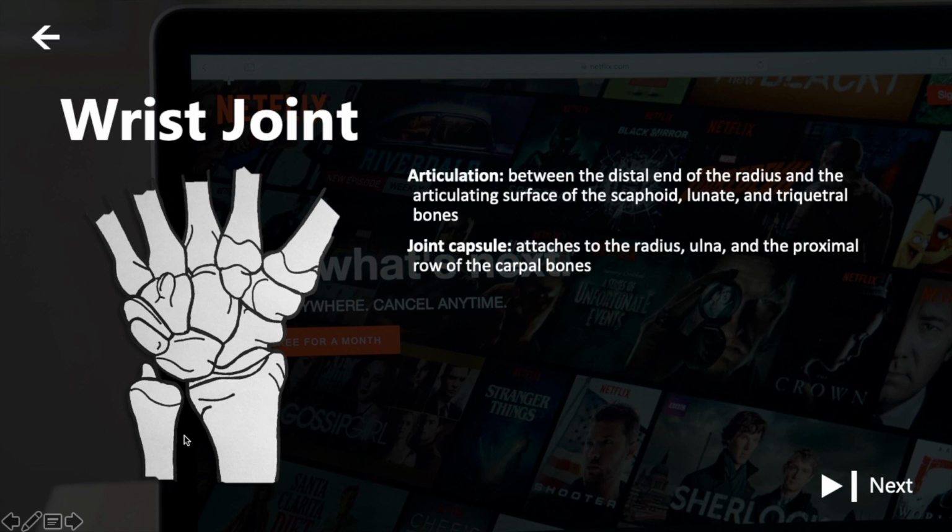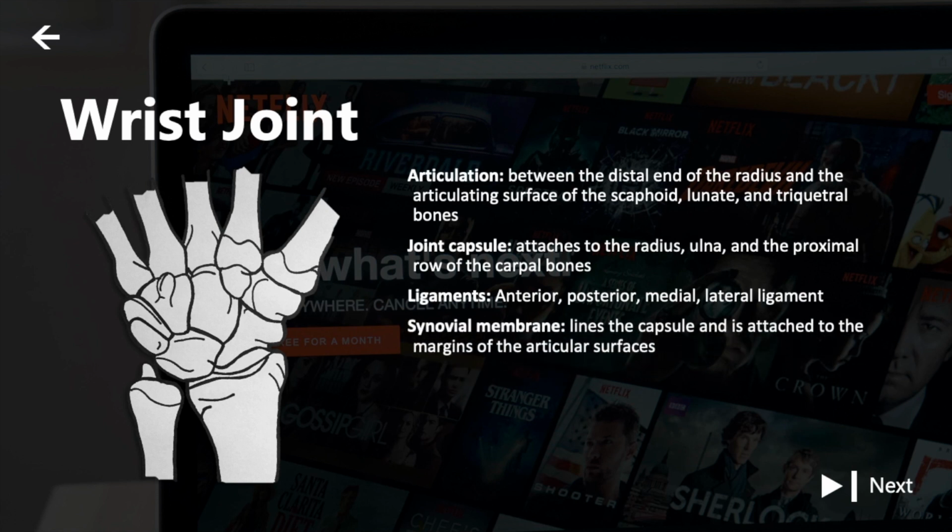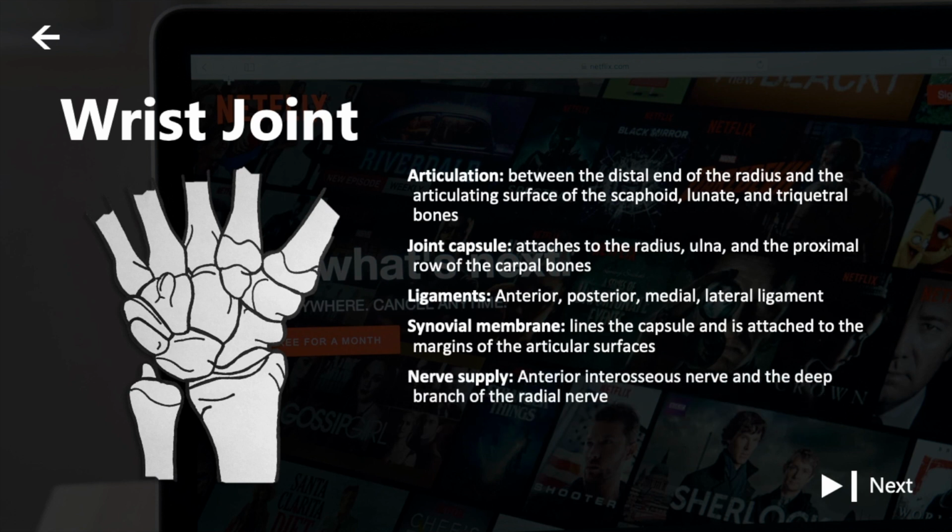that line the wrist. So anterior and posterior ligaments strengthen the capsule. The medial ligament is attached to the styloid process of the ulna and to the triquetral bone, and the lateral ligament is attached to the styloid process of the radius and to the scaphoid bone. The synovial membrane lines the capsule and is attached to the margins of the articular surfaces. The joint cavity does not communicate with that of the distal radioulnar joint or with the joint cavities of the intercarpal joints. The wrist joints are innervated by the anterior interosseous nerve and the deep branch of the radial nerve.